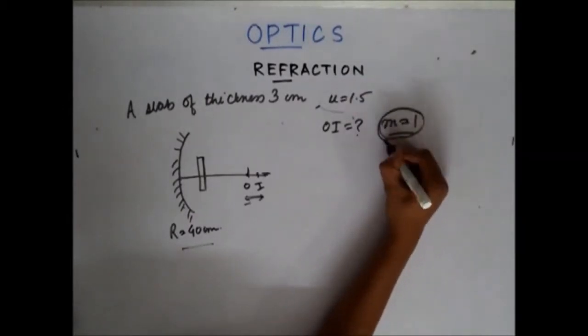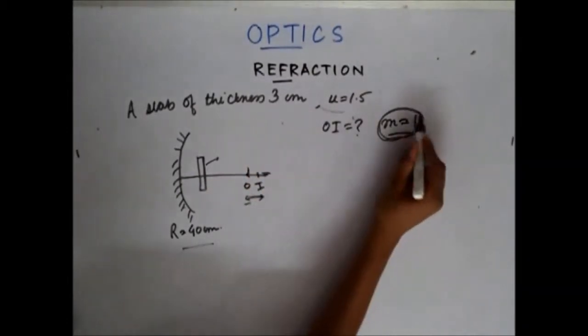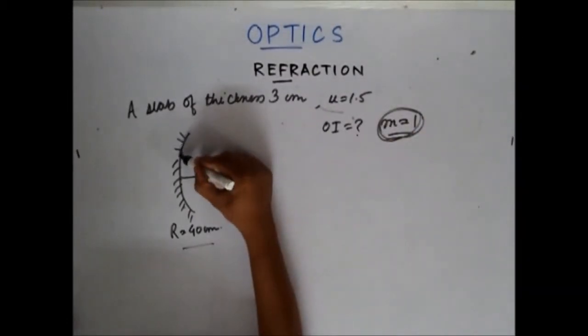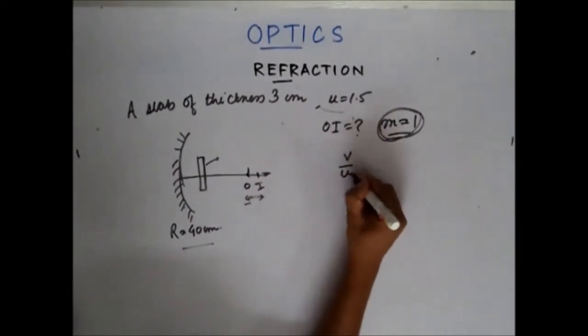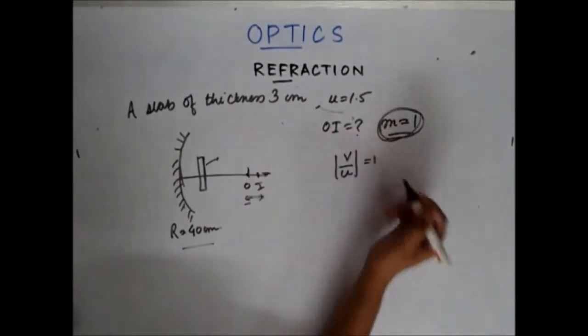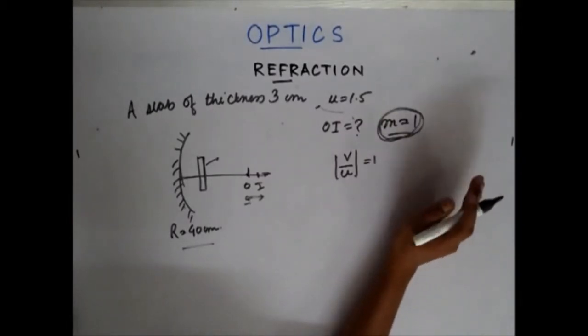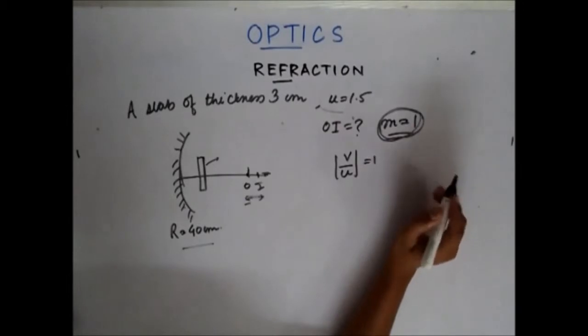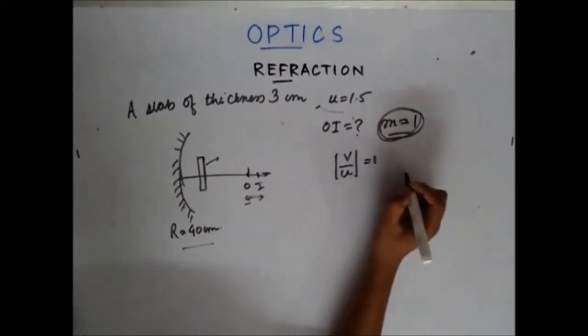Okay, magnification. When is the magnification produced? Can the glass slab produce the magnification? No. So the magnification is produced by the concave mirror. So what is the magnification produced by the concave mirror? It's V by U, which is equal to 1. That means the image distance is equal to the object distance as seen by the concave mirror. And when does that happen? When is the object distance the same as the image distance? When the object is placed at the radius of curvature.